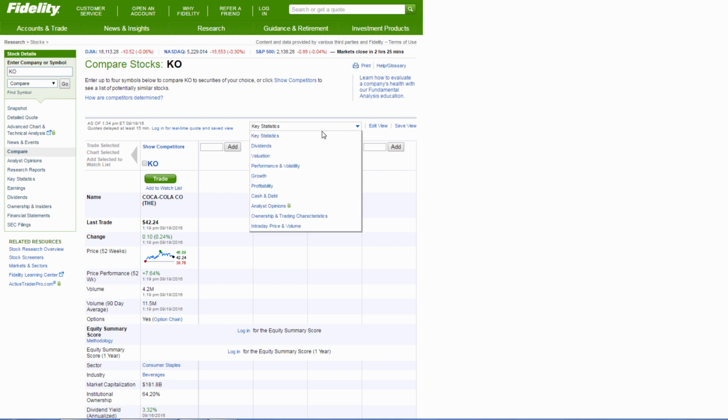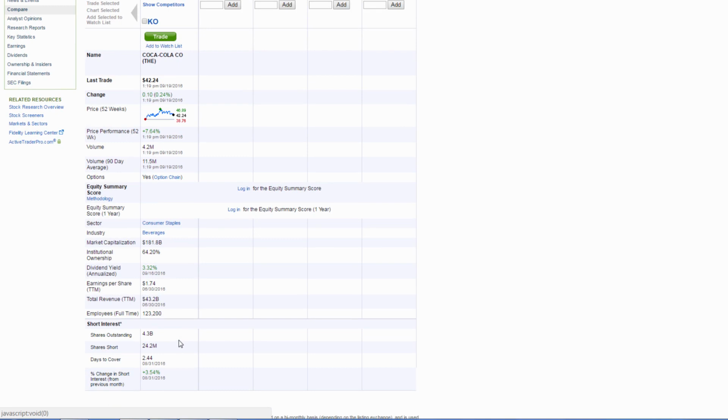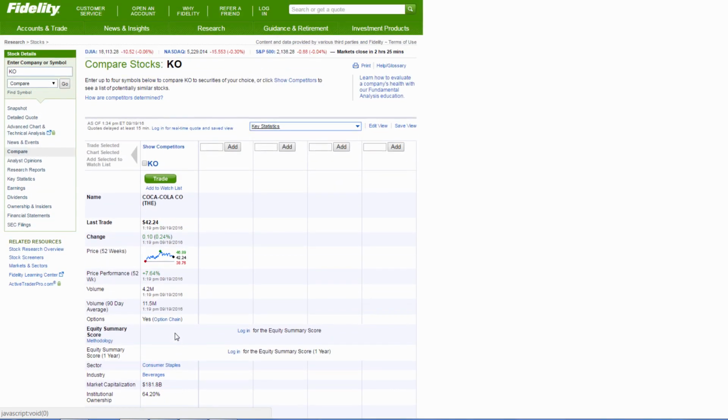It automatically defaults to key statistics, like its current price and a little chart and all sorts of good stuff as far as some current key statistics. And as you dive into it, you can start getting all the different ratios here for Coke by using these drop-down menus. But before we do that, since we want to compare two companies, we're going to figure out Pepsi as well.